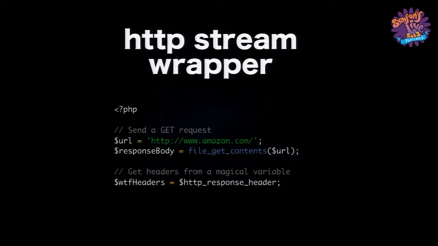And then this is an example of how simple it is to get the contents of a web page with file_get_contents. It's really easy, just file_get_contents, pass in the URL, and you can get the response headers using the $http_response_header magic variable that they inject.